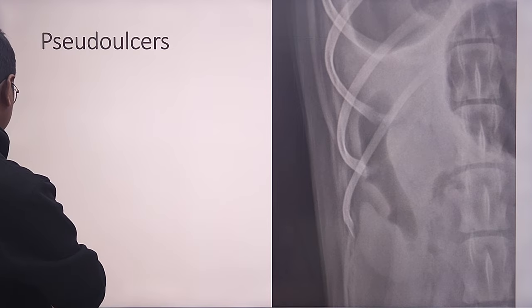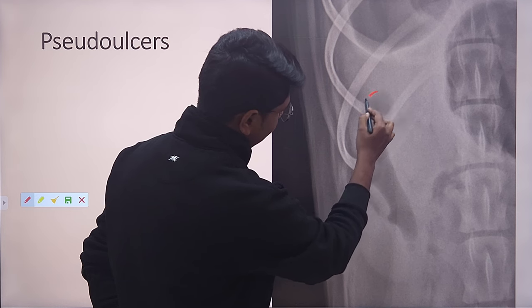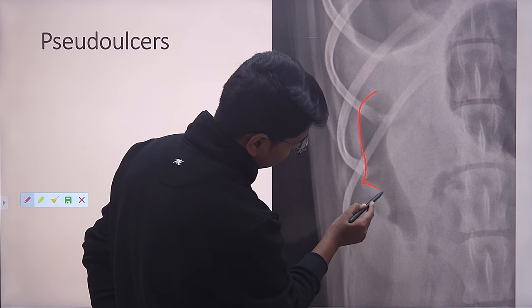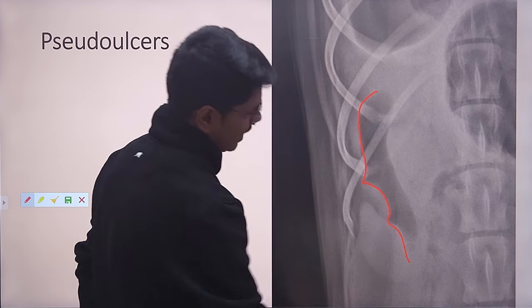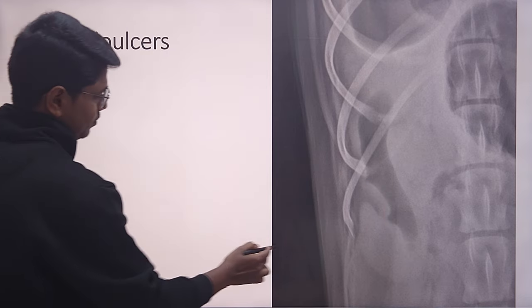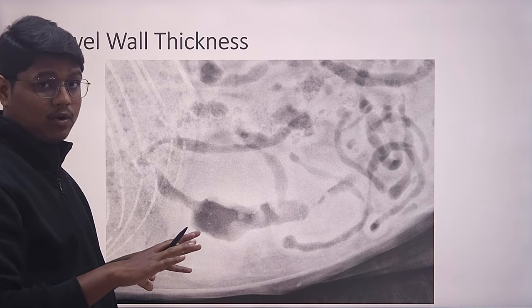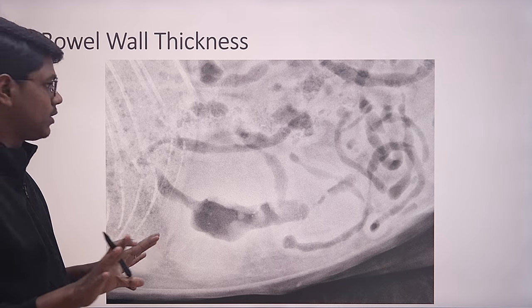So these are the pseudo ulcers which I was talking about. This is a magnified view. You can see these pseudo ulcers. They are basically due to the accumulation of lymphoid tissue. This is a normal finding, usually found in dogs, and is very normal. There is no pathology.